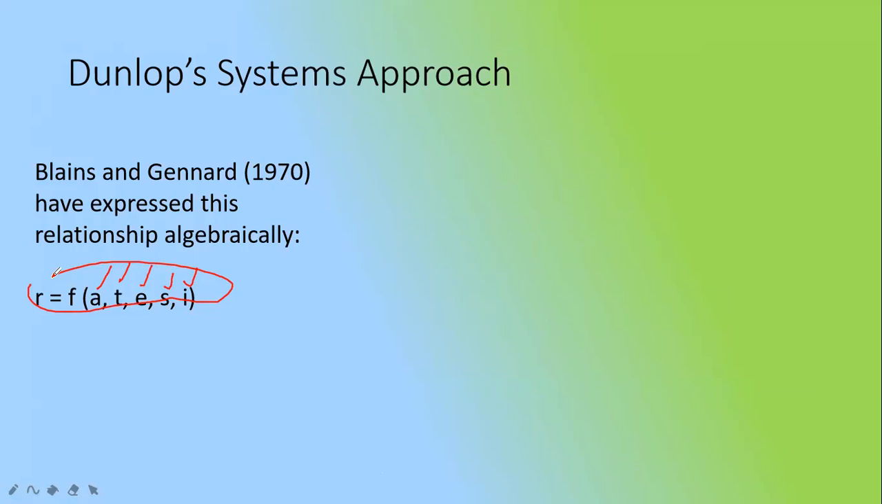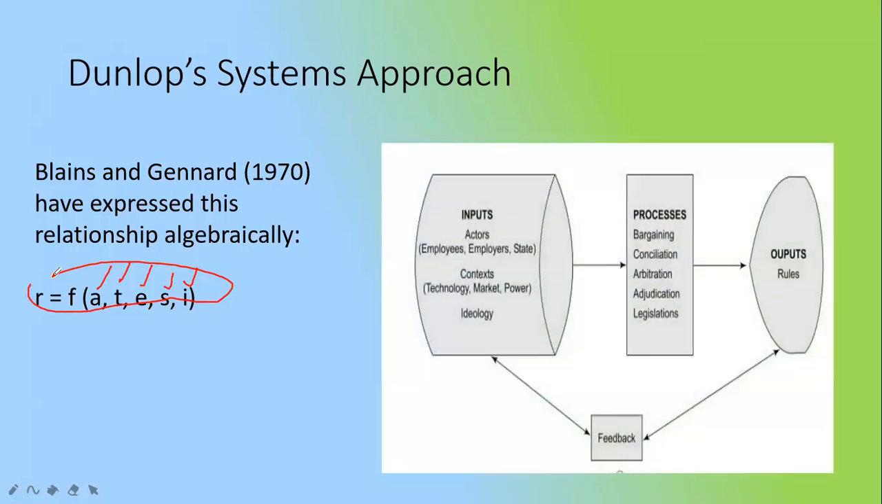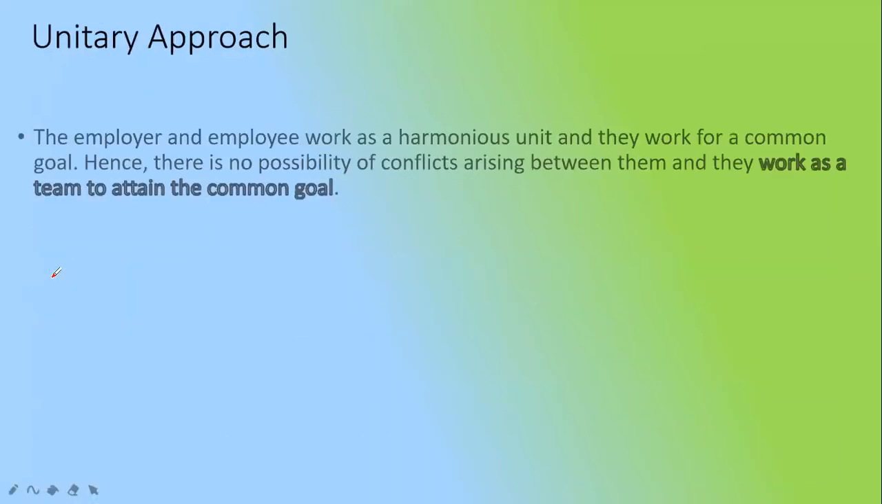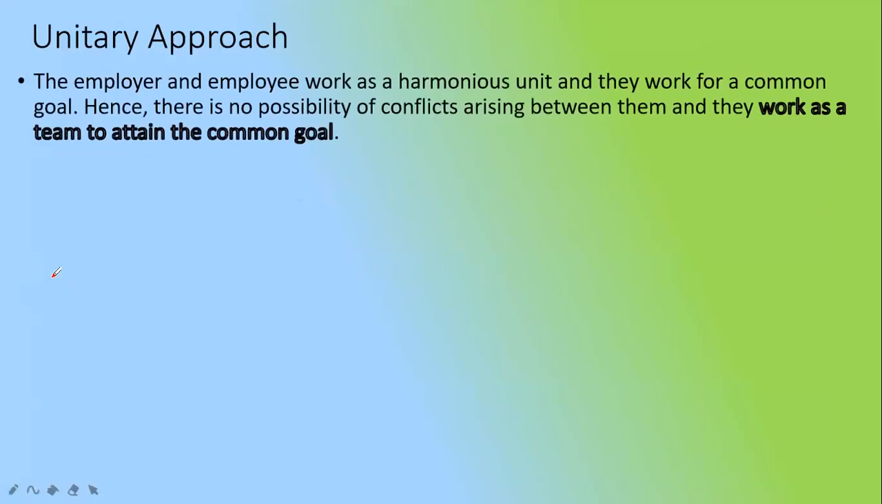Coming to the next approach, called the unitary approach. The unitary approach is the most important approach of industrial relations, in which the name itself says that the basic principle of the unitary approach is unity. It is built upon the principle of unity, in which it is believed that the employer and employees work as a harmonious unit and work towards a common goal as a team.